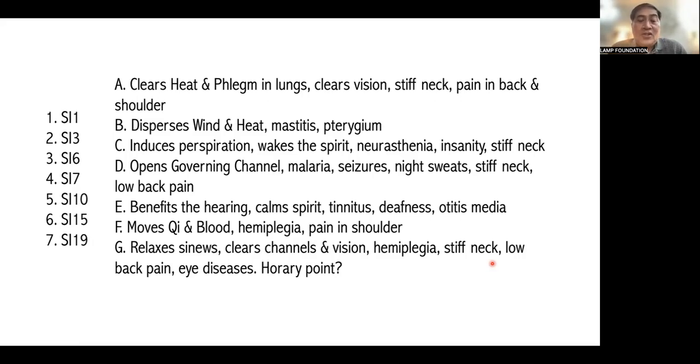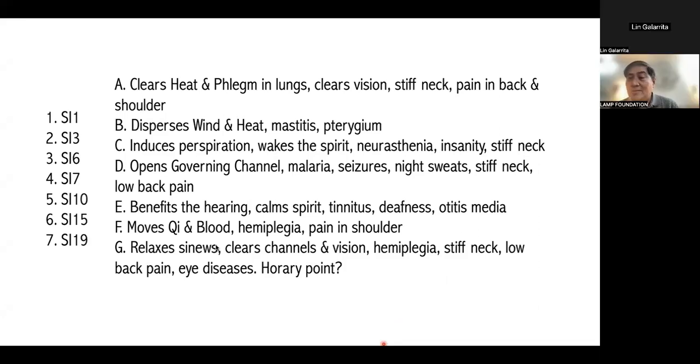So one of them is 3 points po. Yung para po sa tinnitus, Doc. Ano po yung tatlo? SI19, Doc. SI19, GB2, and triple burner 21 po. Very good. Okay, galing. Thank you very much, Ma'am. Good job.